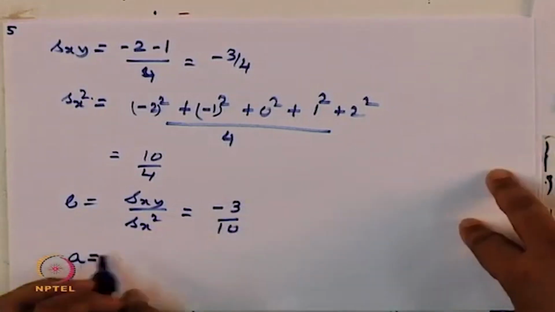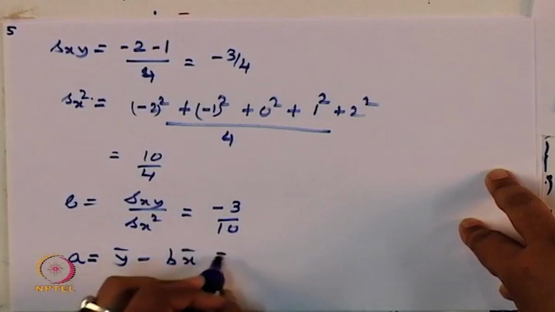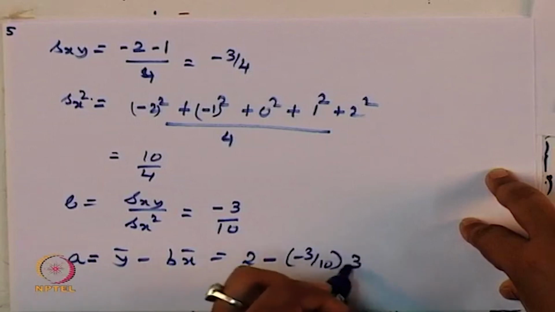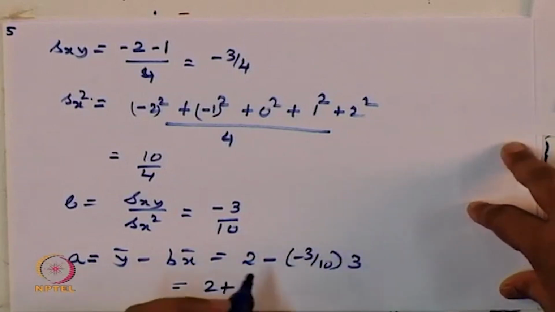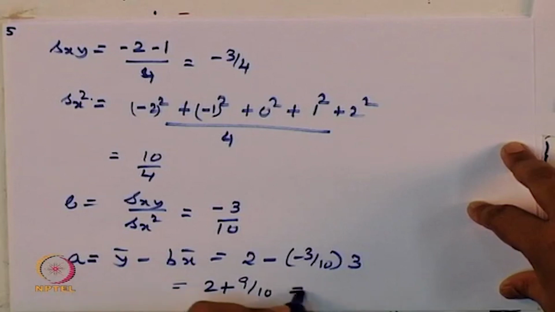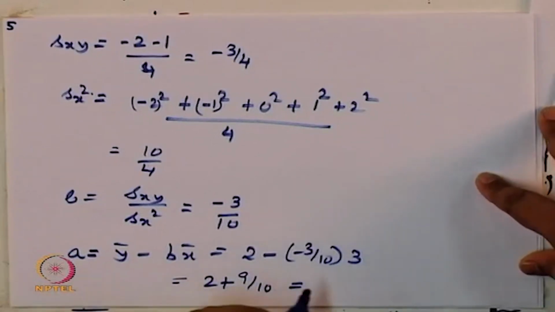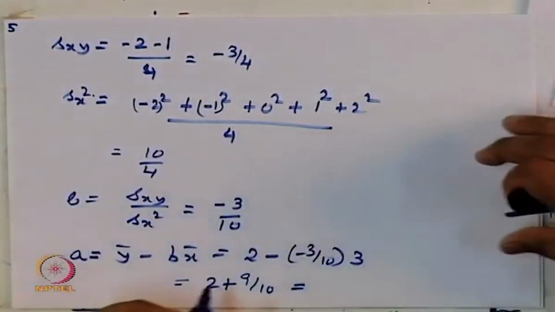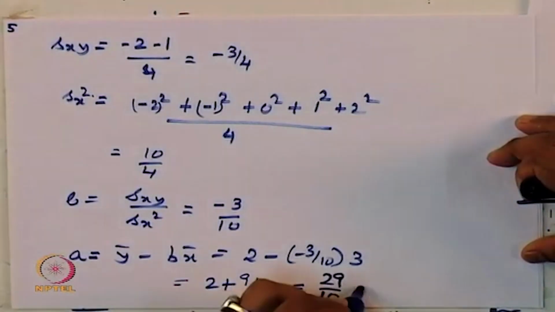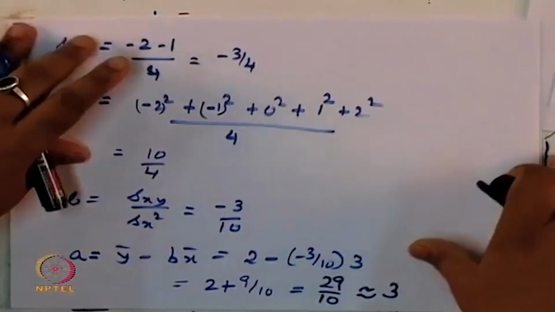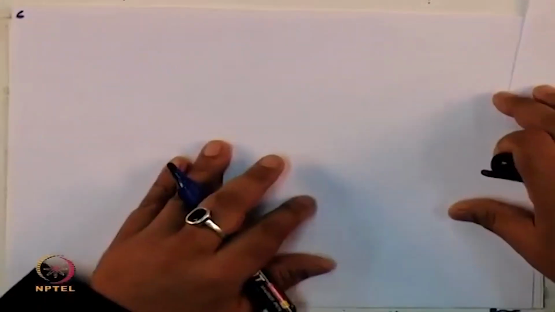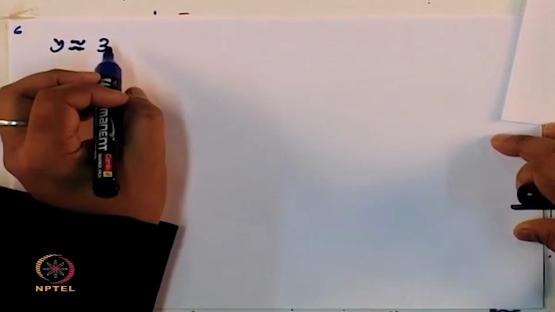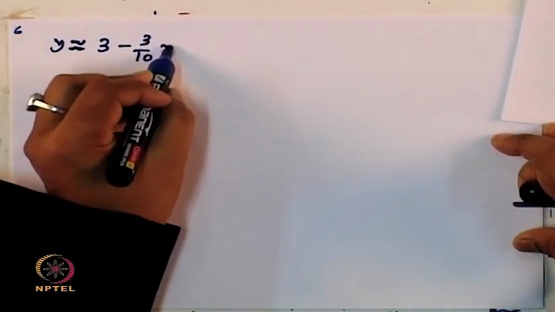And a comes out to be y bar minus b times x bar, which is equal to 2 minus of minus 3 by 10 into x bar, which is 3. That is equal to 2 plus 9 by 10, which turns out to be 29 by 10, approximately equal to 3. So, my equation is y equal to approximately 3 minus 3 by 10 into x.